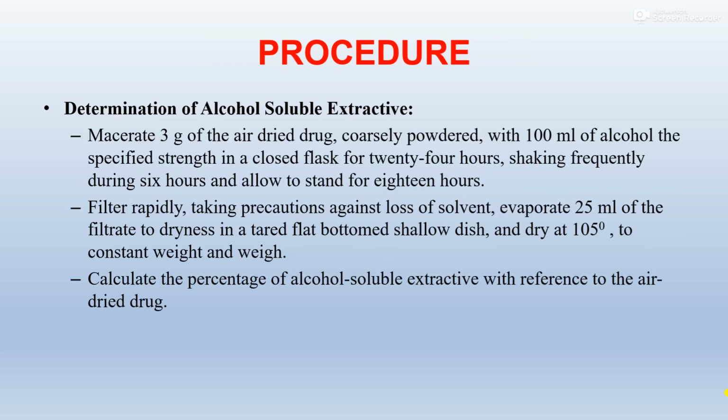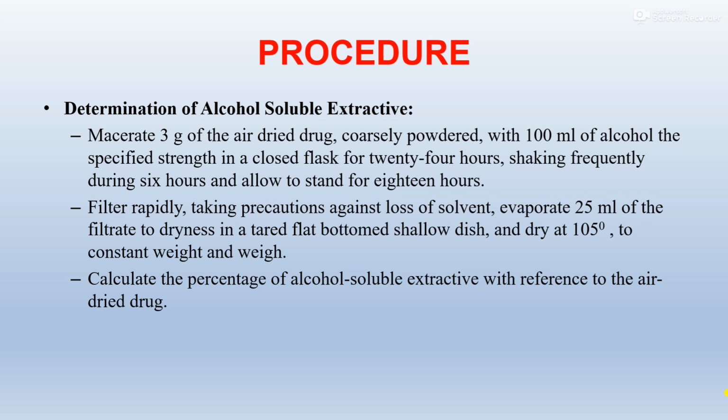The procedure for determination of alcohol soluble extractive value is: macerate 3 gram of air-dried drug, which is coarsely powdered, with 100 ml of alcohol in a closed flask for 24 hours, shaking frequently during 6 hours and allowed to stand for 18 hours. Filter it rapidly, taking precautions against the loss of solvent. Then evaporate 25 ml of filtrate to dryness in a tared flat bottom shallow dish and dry at 105 degree to constant weight and weigh that dish. Then calculate the percentage of alcohol soluble extractive with reference to the air dried drug.